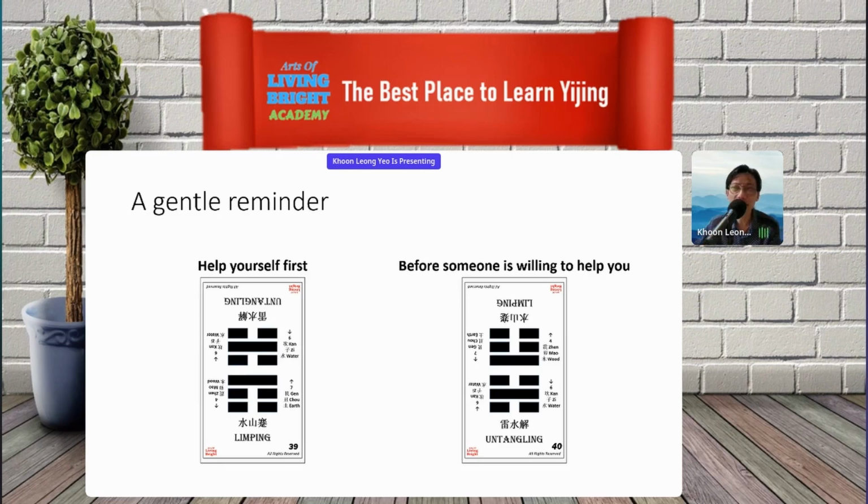Now, a gentle reminder. If you want to resolve your own problem, right? First, help yourself first. I've seen a lot of clients always come to me, say they need help, they need help, they need help. Okay, but they're refusing to change. Even though I've given them some remedies and solutions to do, they refuse to do, they refuse to change, they refuse to take the approach. So if they are not helping themselves, I can't help them. Same thing in life. If you encounter problems, if you want to seek help, make sure you help yourself first, right?